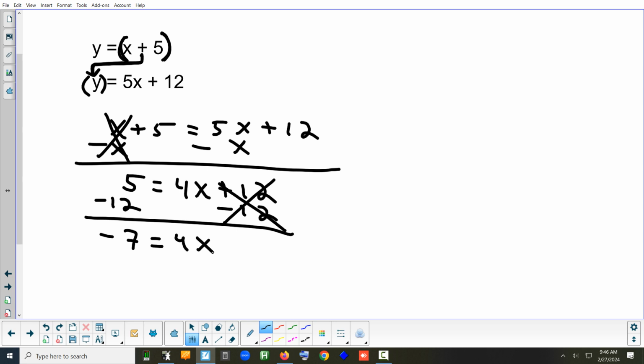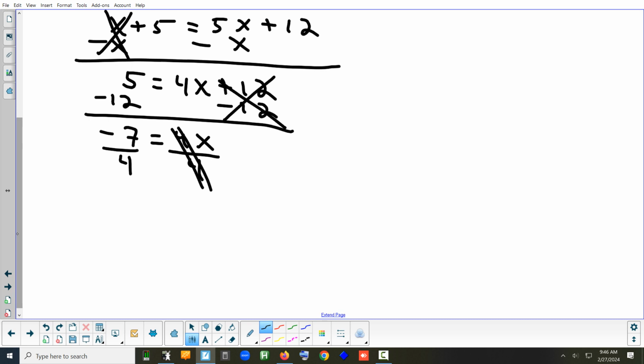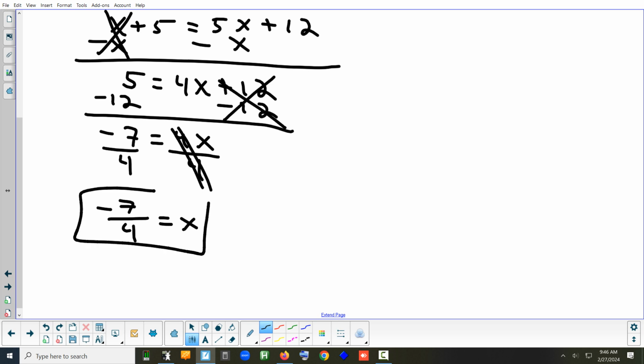And what's the last step to get x by itself? Divide. Yep. What do you divide by? Divide by 4. Yep. Divide by 4, because I always put an x on the other side. That's gone. And that's it. That's your answer for x. I know it's not a nice number, but that can happen. So the answer for x is -7/4. You never would have been able to figure that out graphing by hand.